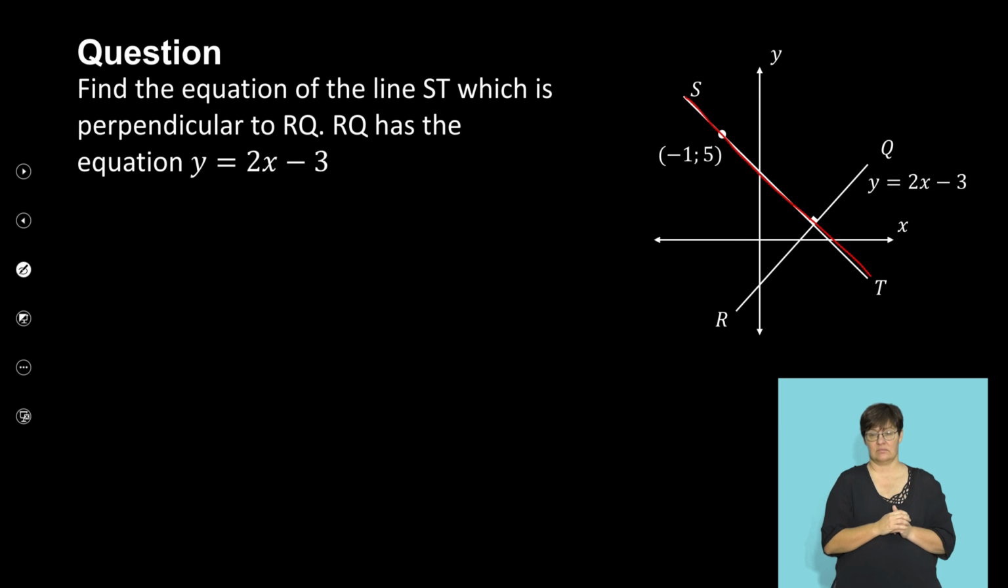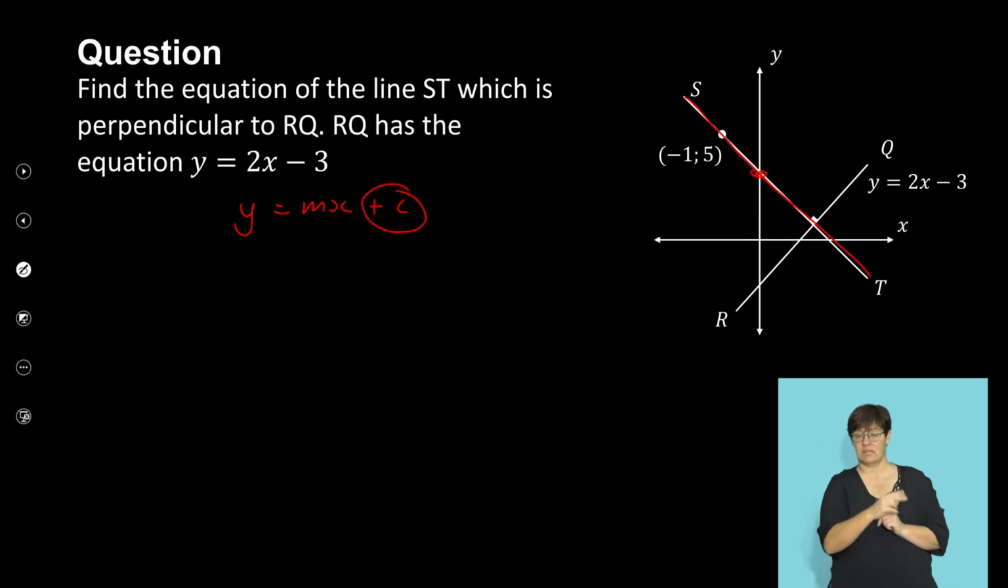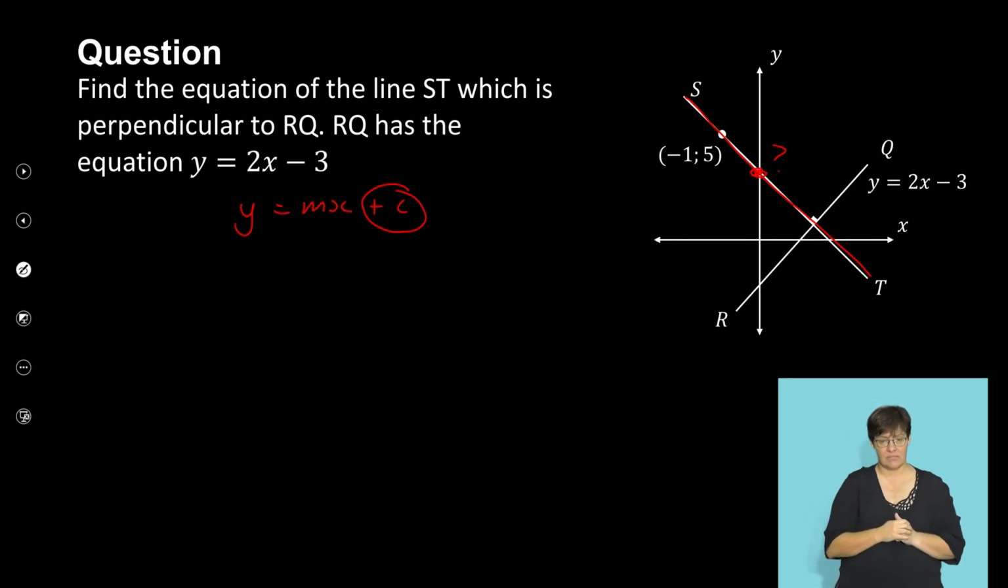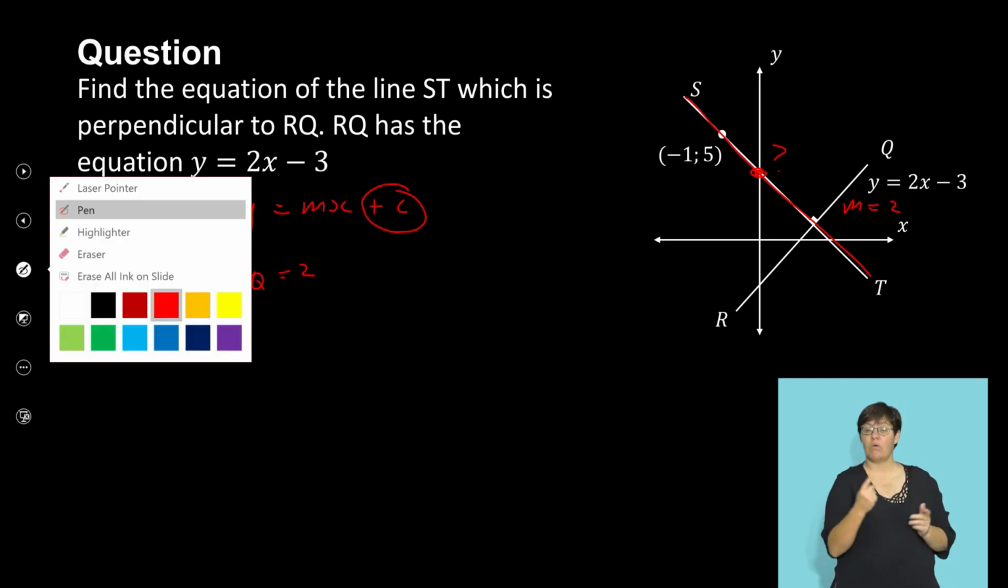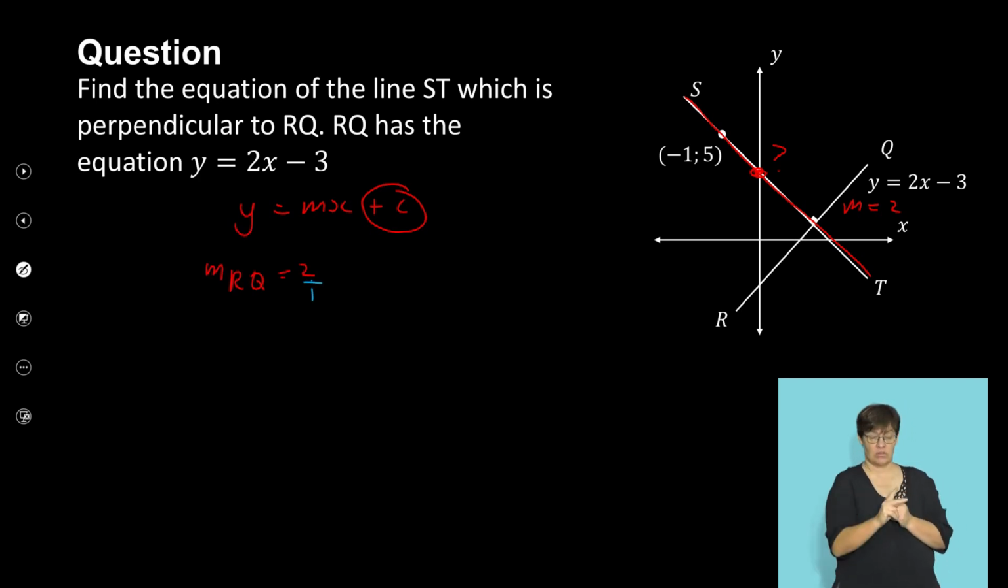Now, I'm going to start by writing down the formula, y = mx + c. In this case, again, what makes this question different is I can't by inspection see what the y cut is, and so I'm going to have to work that out. But what did we say? I know that the gradient of RQ is 2. So if the gradient of RQ is 2, what did we say? We would always write that as a fraction, 2 over 1.